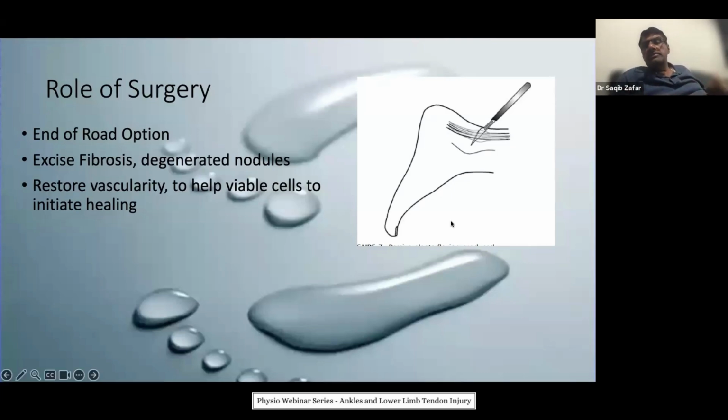The picture on the right side is for mid-substance tendinopathy, and you can see that basically it's a scalpel blade which is within the tendon, and it is used to excise any tissue which is not healthy there, and you can visually see that it's unhealthy. Or if there's any calcification focus which has formed in there, you just remove it, and then you create a surgical trauma which will initiate the vascularity and healing response.